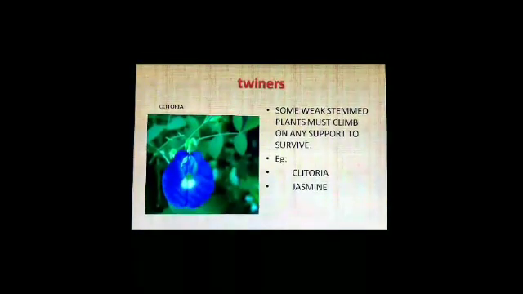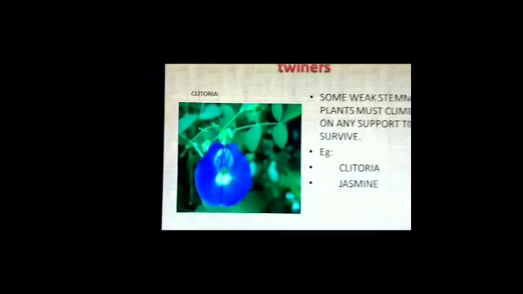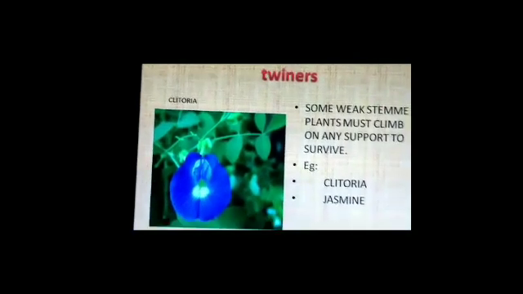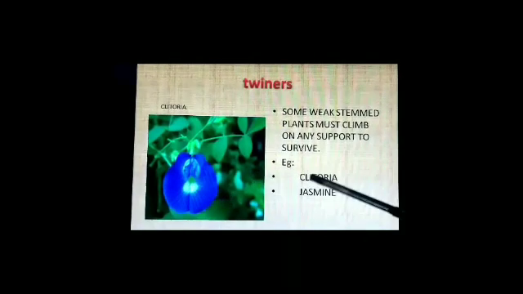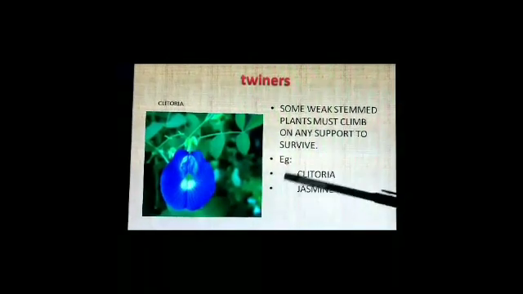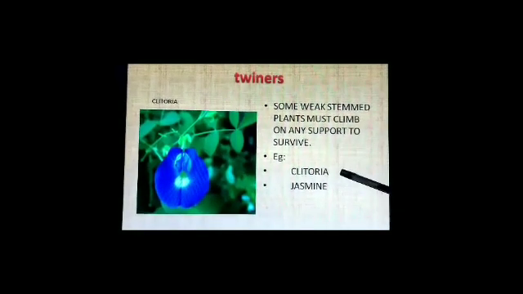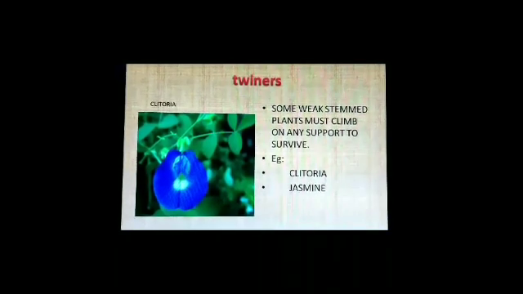Next, twiners. Some weak-stemmed plants must climb on any support to survive. They are not able to stand erect on their own. They need some support, so they have to develop the adaptation of twining. Examples: clitoria, jasmine and some more plants.